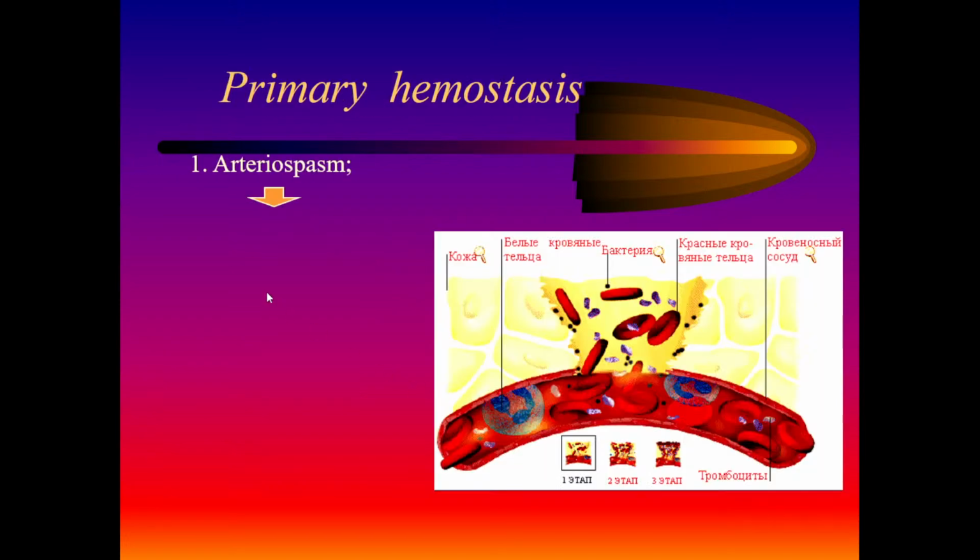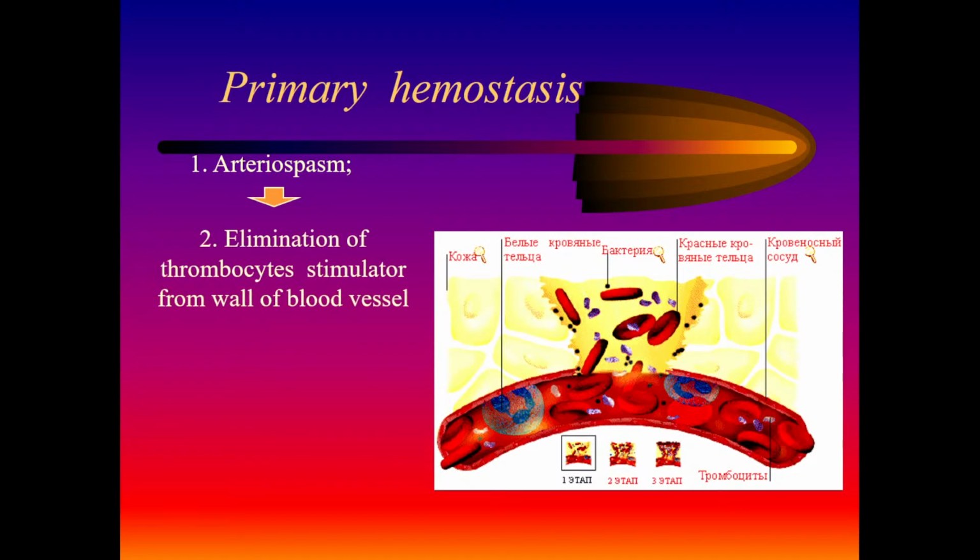Primary hemostasis, if discharge of component of grade of vessels wall, make arteriospasm, elimination of thrombocyte.